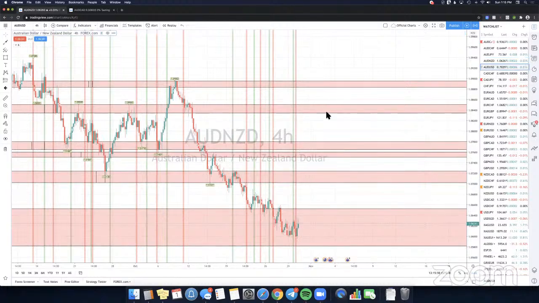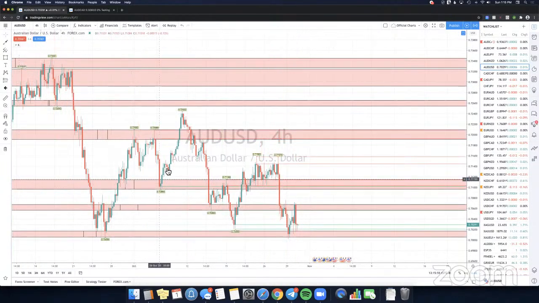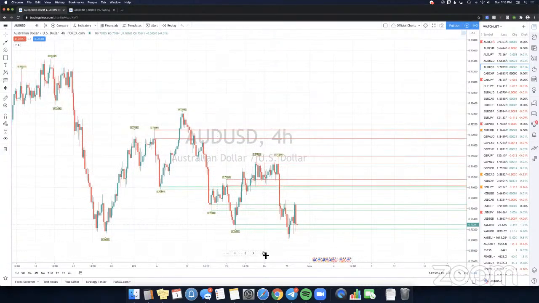Move on to the next one. Here's AUD/USD. So it looks like there's a lot of new zones here. So I'm just going to delete everything, start fresh.